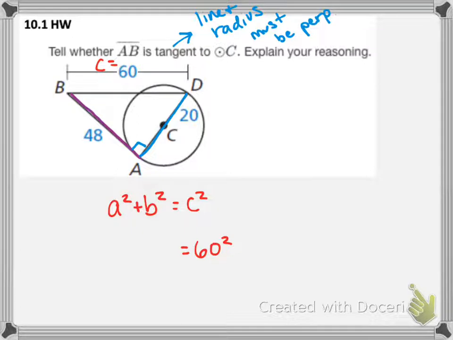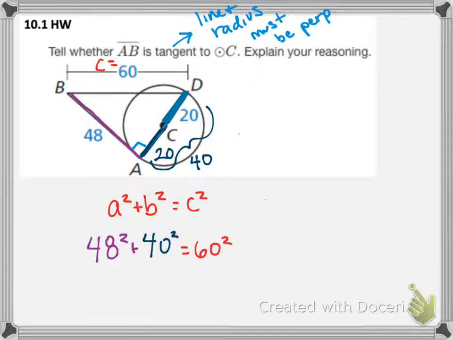But here's the common mistake. They used 48, which was good, but then they tried to use 20, but you can't use 20. 20 is only this piece of the side. So if you notice, it goes from the center to the edge, so we call that the radius. The radius of the circle is the same all the way around. So if from C to D is 20, that means from C to A is also 20, which means the full side length is 40.